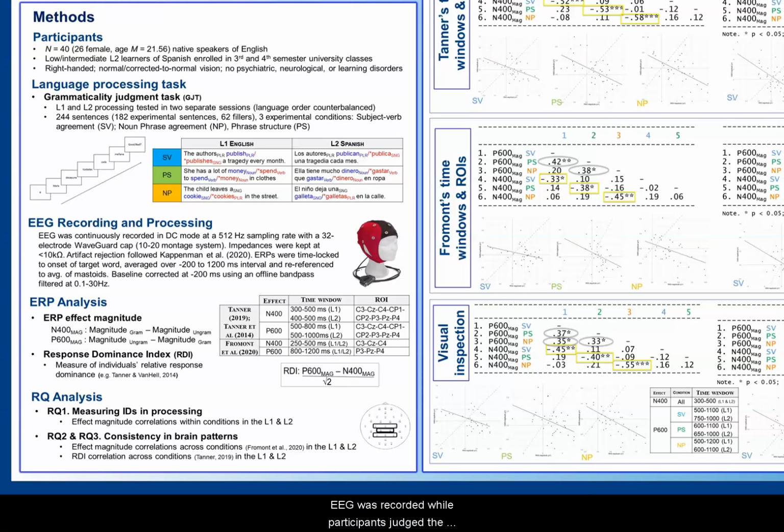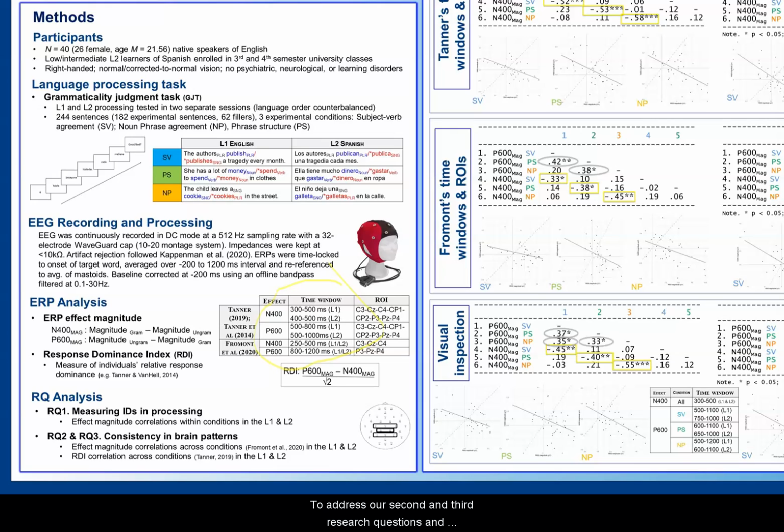EEG was recorded while participants judged the grammaticality of sentences in English and Spanish that contain subject, verb, and noun phrase number agreement violations as well as phrase structure violations. To address our first research question, we calculated the N400 and P600 effect magnitudes following Tanner and Frömand's parameters, the details of which you can see in this table. And then we regressed effect magnitudes in both time windows within each condition to capture individual differences.